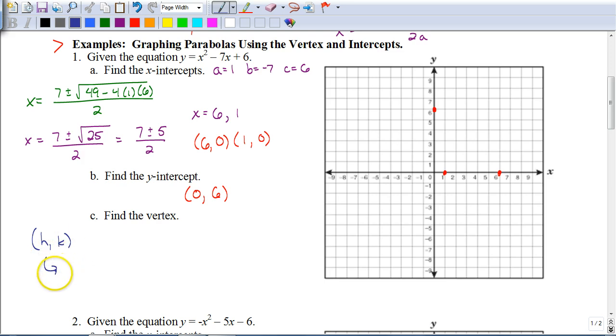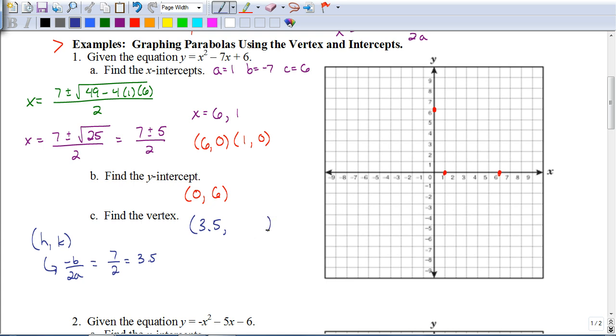The vertex is going to be that coordinate (h, k). Remember, to find h, we take the opposite of b divided by 2a. So b in this case is negative 7, so the opposite of that is 7. And 2 times a, well, a is 1, so 2 times 1 is 2. You could leave it as a fraction or just write it as 3.5. So our vertex is at x = 3.5, but now we need to figure out what y equals.